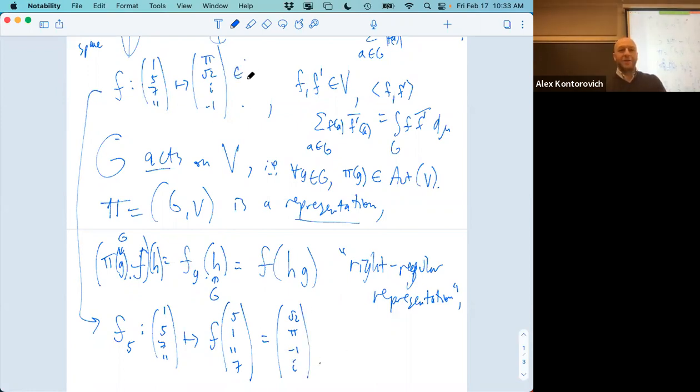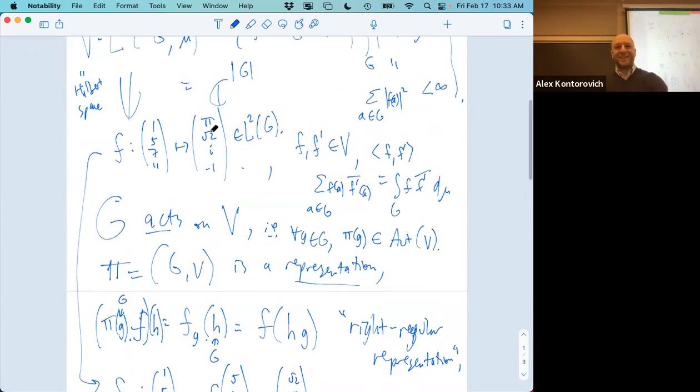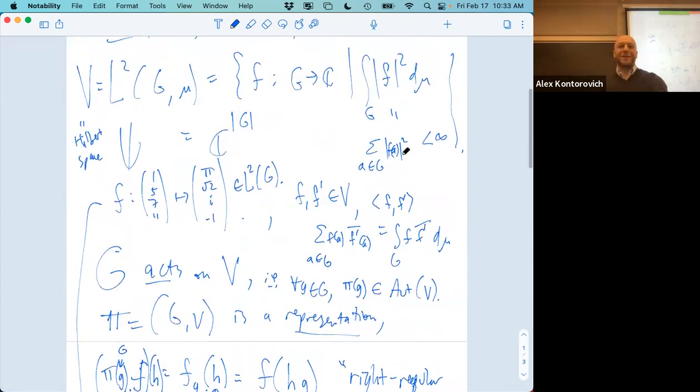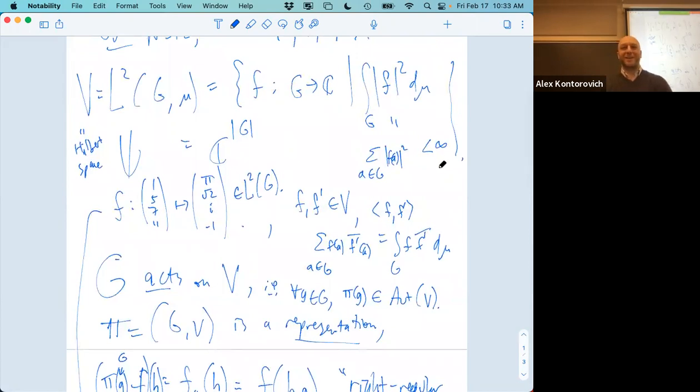F is in L2 of G. In other words, it's just a function. L2 has no meaning. G is a finite set. So it's just a function taking values in the group and returning complex numbers. Your favorite one. There's no integrability. The integrability thing is that the sum of a finite set of complex numbers is always finite. So it's just C to the size of the group.